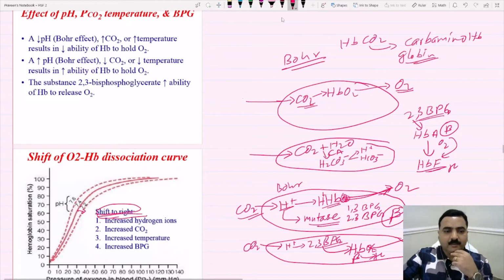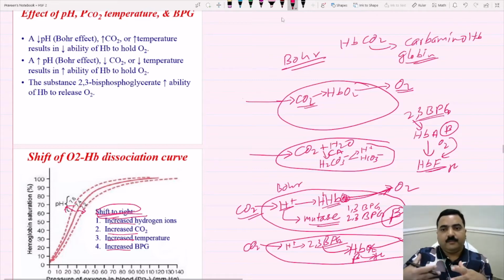Opposite of this, whenever there is less carbon dioxide, less hydrogen ions, less temperature, or less 2,3-BPG, what will happen? The curve will shift to the left. That means the oxygen will be held with the hemoglobin. It will not get released to the tissues. So that's what happens when the carbon dioxide is decreased.